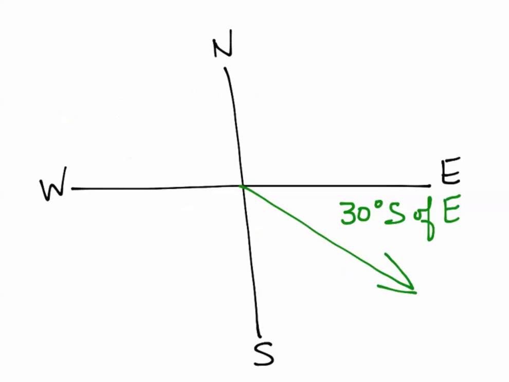Our next example, we have a bearing between east and south. In fact, we're 30 degrees south of east, which means we've gone past east 30 degrees. This gives us a bearing of 120 degrees.